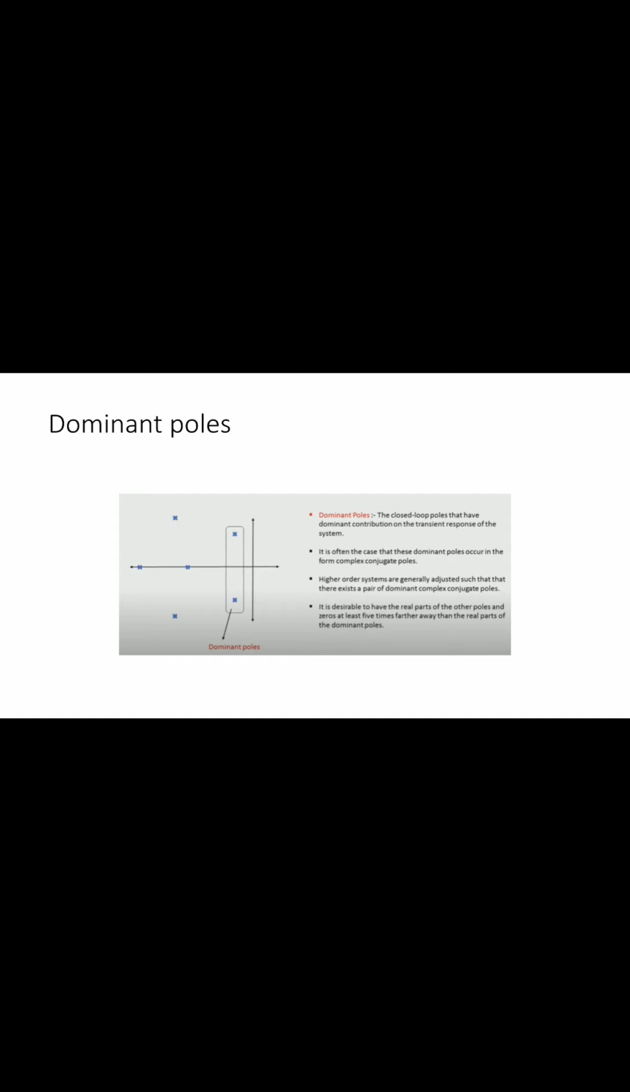So that is to say, the poles which are closer to the imaginary axis will be present for a longer interval of time, whereas the ones which are farther away from the imaginary axis will not be present for a much longer interval of time. So that is what a dominant pole is.